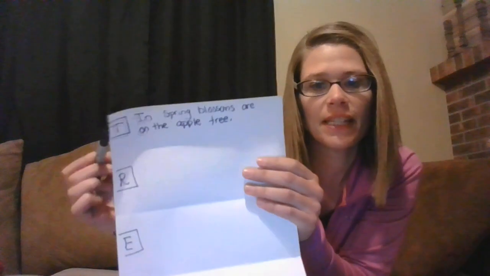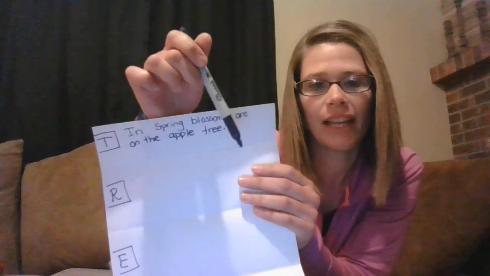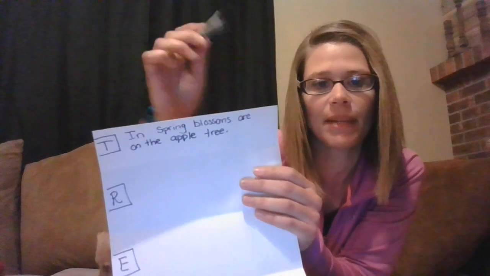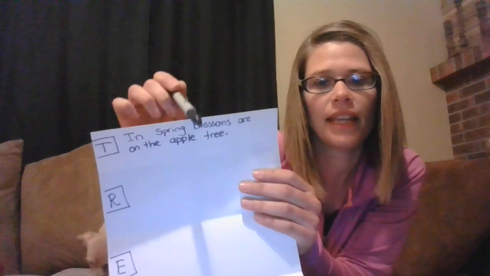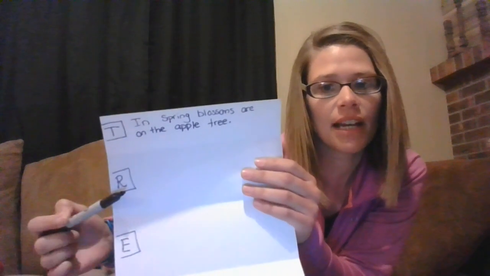In spring, blossoms are on the tree. So I'm going to go ahead and write that quick. Okay, so I wrote that right here. So next to my T, I started with a capital, ended with a period, and put my finger spaces in between. And I wrote, in spring, blossoms are on the apple tree. Next, I'm going to talk about my fact.